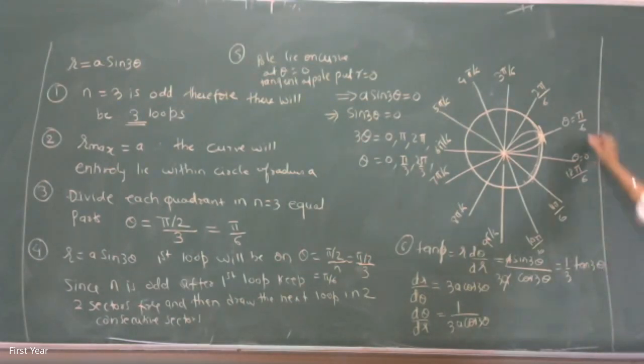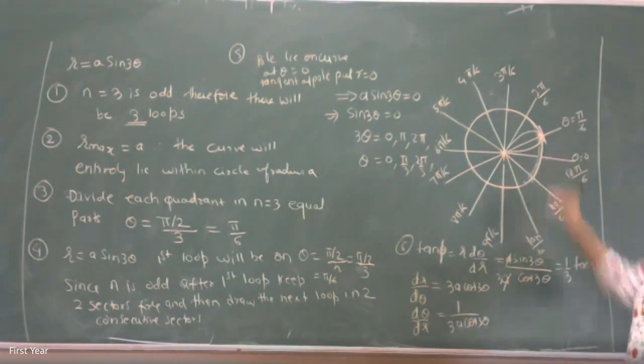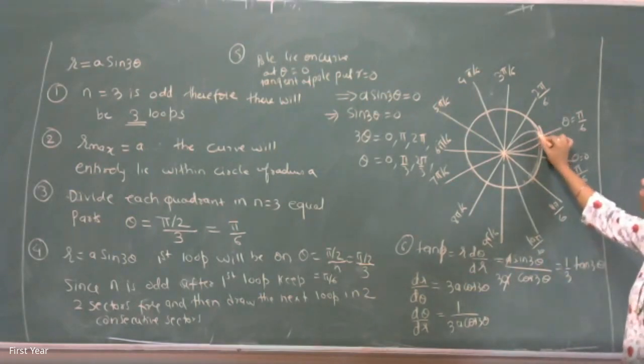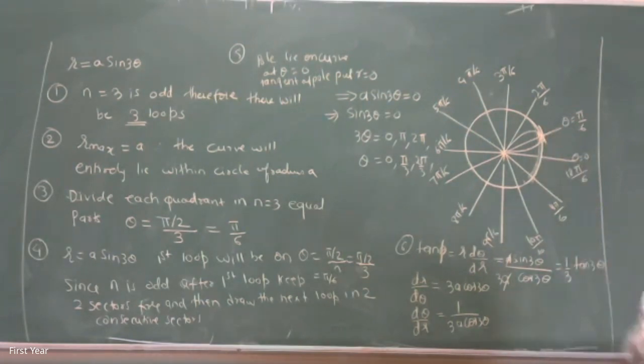So when theta is equal to pi by 6, your radius vector is this. So what's the angle? Theta is equal to pi by 6. It is becoming 3 pi by 6, that is pi by 2. Tan pi by 2 is infinity. That means tan phi will become infinity, that means phi will become 90. So the angle between the radius vector and tangent vector is 90. That's why this is your loop. Okay. Now the first loop is drawn.